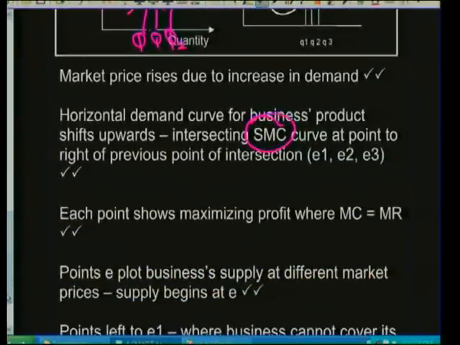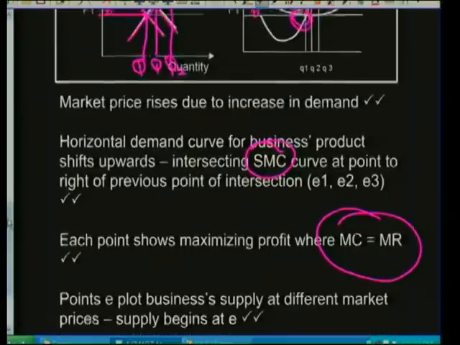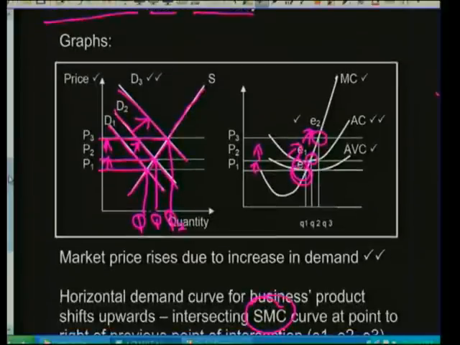And each one of these points on the different prices show where the profits will be maximized, where marginal cost equals marginal revenue. Point E plots the business's supply at the different market prices. The supply begins at E. So if I go back to the graph to just show you what happened there, point E. As there's an increase in the price or then an increase in the demand, it will move from E to E1, from E1 to E2.